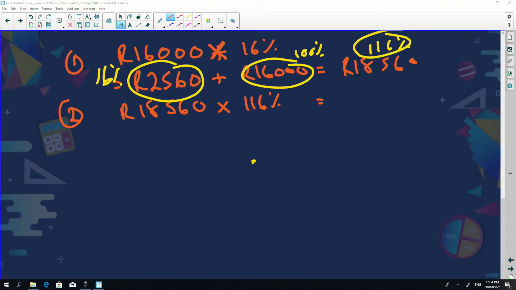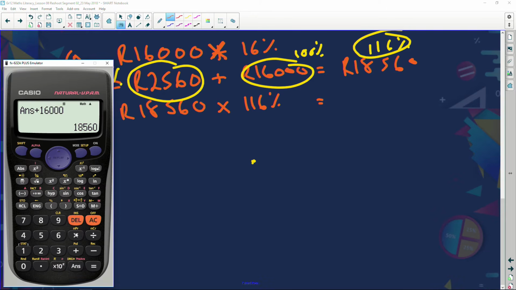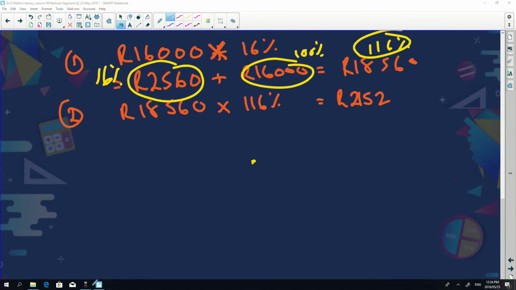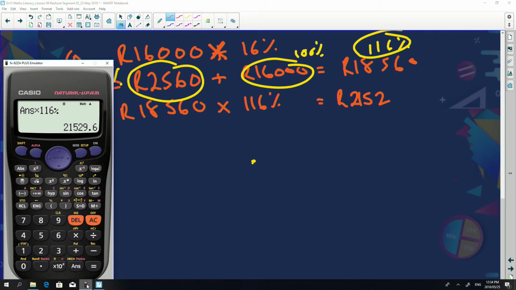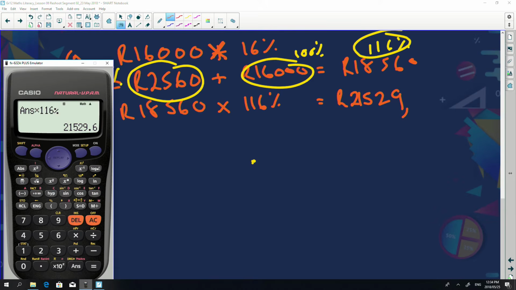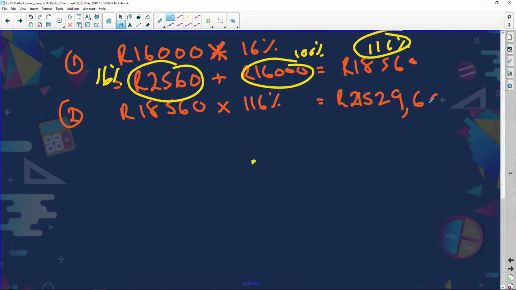We've got 18,560. I'm going to multiply that by 116%, and my answer is going to be 21,529 Rand 60 cents. Cool. That's how much he owes at the end of year 2.